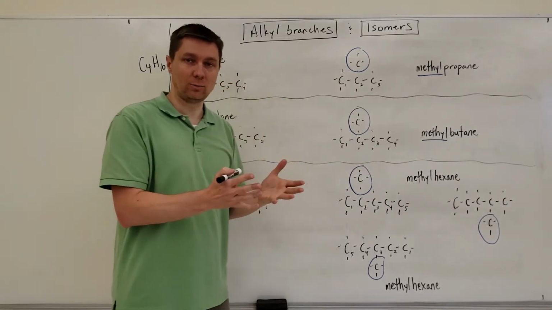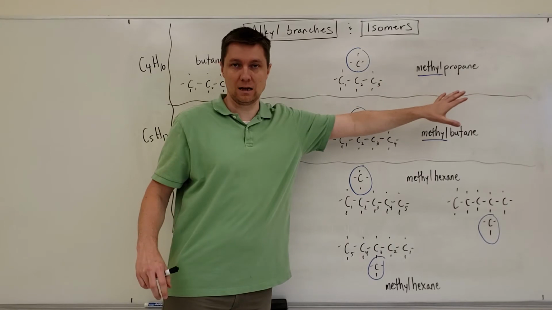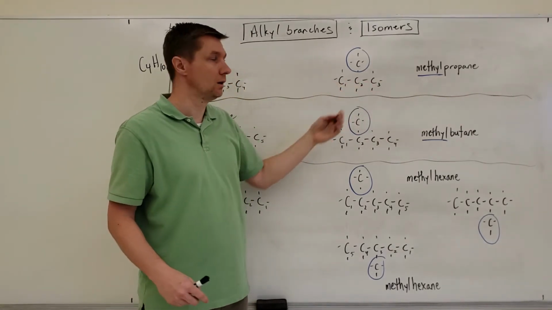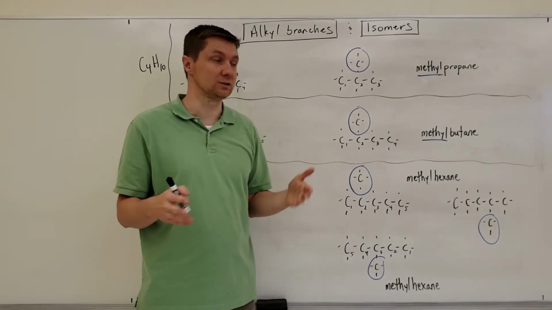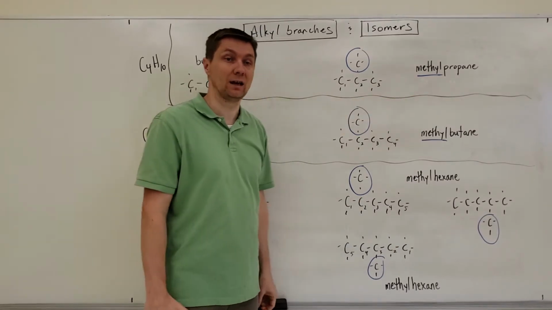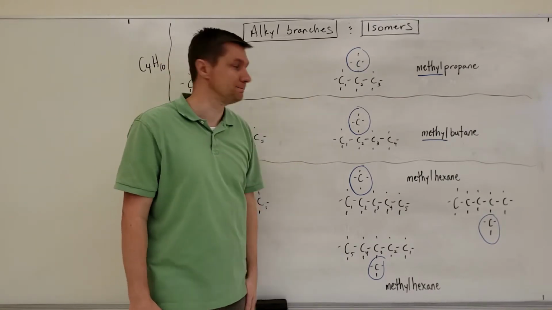So I name the alkyl branch first here, and then I name what the parent chain name would be. In this case, it's propane because it's 3 carbons long. Yes, there's 4 carbons altogether, but there's only 3 in the parent chain. So the parent chain is prop, and we go propane because it's an alkane. And so this is the name of that molecule, methyl propane.